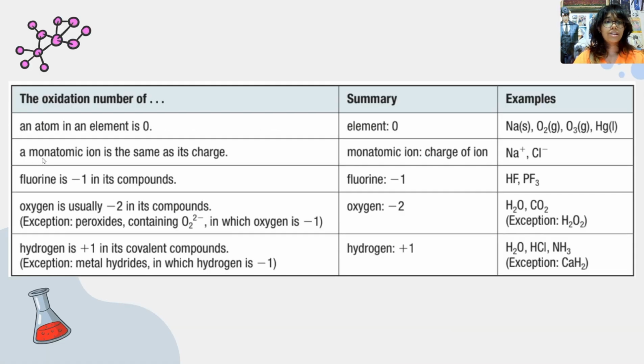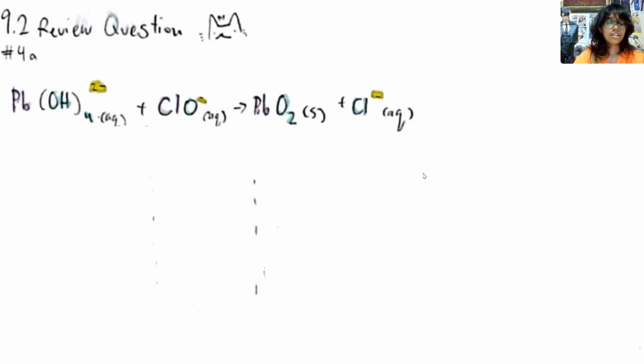So this is question 4a. Remember that a monatomic ion's oxidation number is the same as its charge. So now this is the equation we have earlier. As you can see, it has charges and everything.